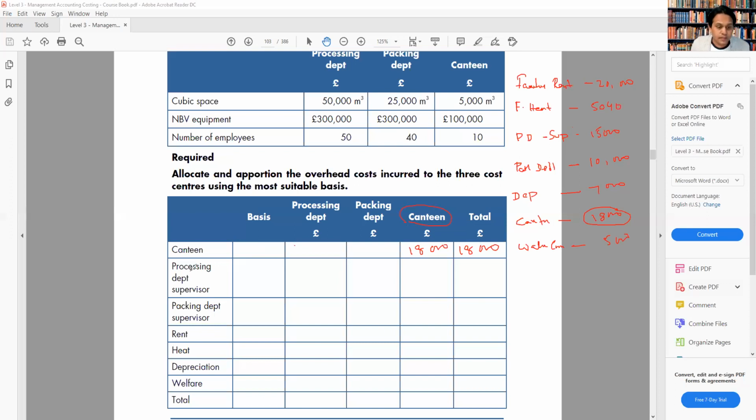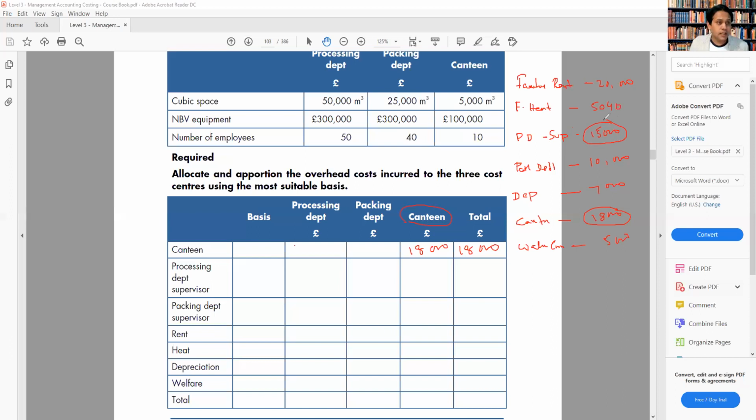The next one we have is the processing department supervisor. Do I have any cost that I can allocate for the processing department supervisor? We need to look at the question. We can see we have a cost, isn't it? How much is it? 15,000. The question said we have a 15,000 overhead for the processing department.